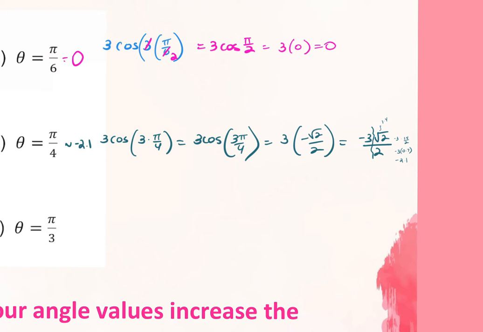Then I repeat it again, but this time for that last value, which is pi over 3. So 3 cosine 3 times pi over 3. The 3's cancel, and I get 3 cosine pi. What's the cosine at pi? Negative 1. So this is negative 3.